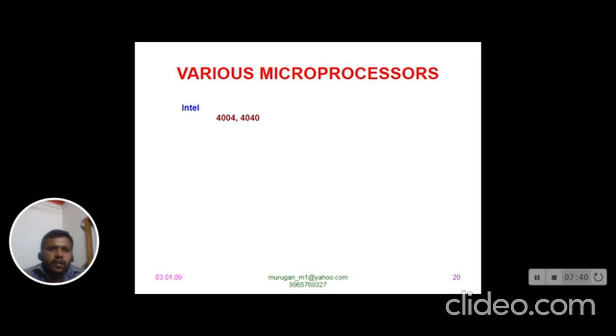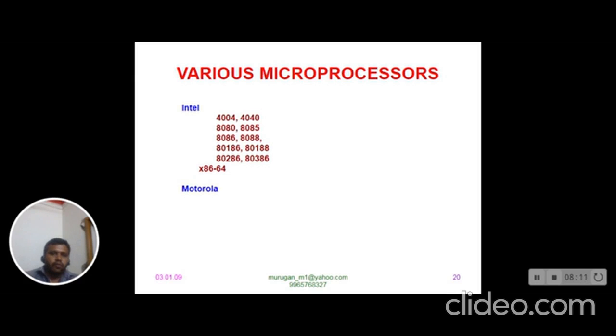These are the fourth generation or fifth generation processors: Intel 4004, Intel 4040, Intel 8080, 8085, 8086, 8088, 80186, 80188. These are all the categories of Intel processors.